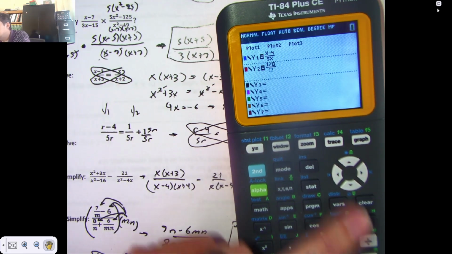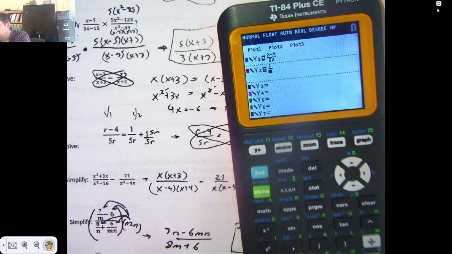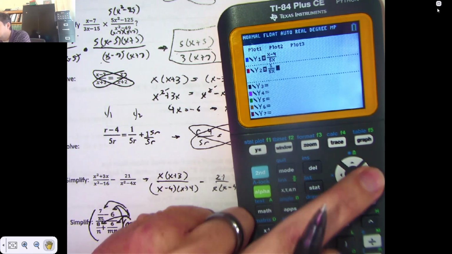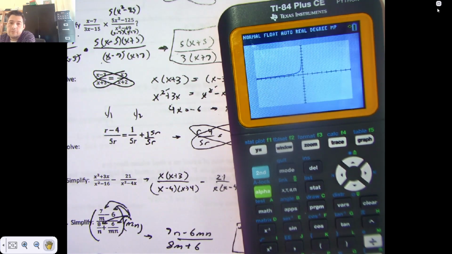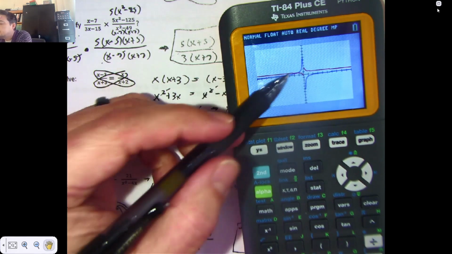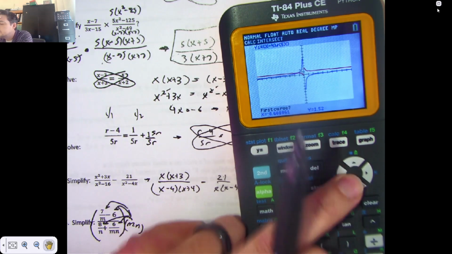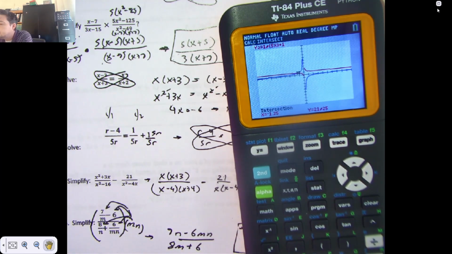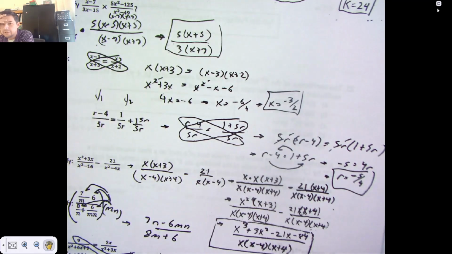Doesn't take that long to type, unless you screw up like me. That was the original problem, y1, y2, zoom 6. Anytime there's equality, you can do y1, y2. And we've got an answer right there. Second trace 5, get close, enter, enter, enter. There she is, negative 1.25, which is what I got, negative 5 over 4.